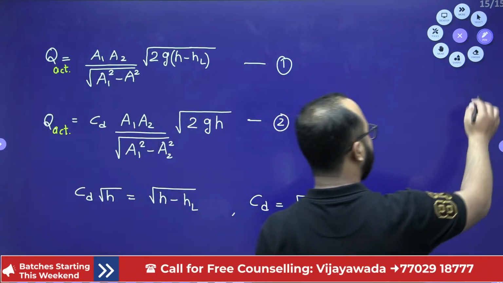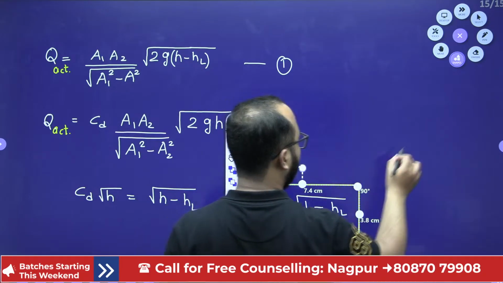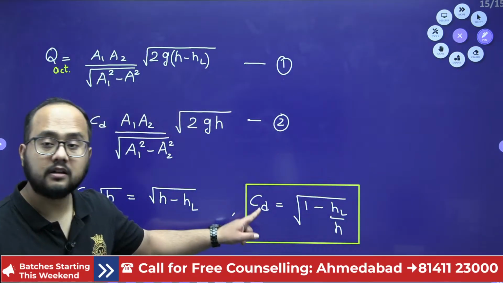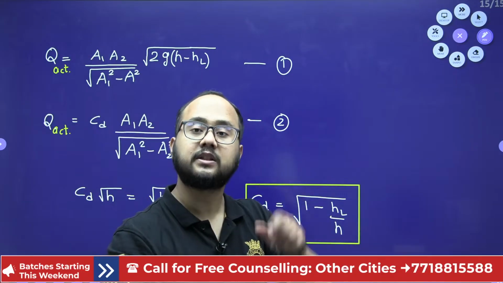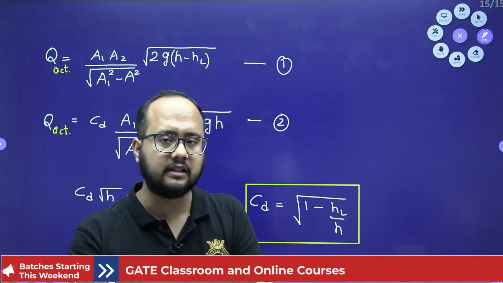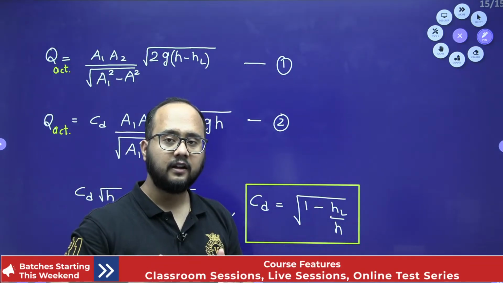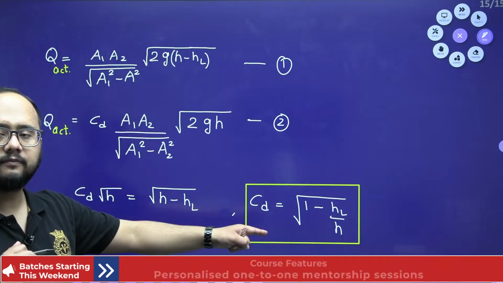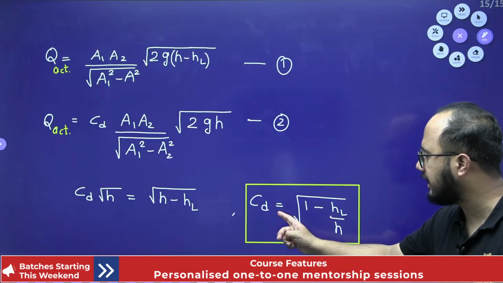Correct? So this becomes the formula for you for the CD value. Formula for coefficient of discharge in terms of the losses, which is directly given in the question. Sometimes, in some numericals, HL is directly given in the question and they are asking the CD value. So if you are able to remember this formula directly, you can calculate the value of CD also. You should remember this relation, the value of CD in terms of HL.